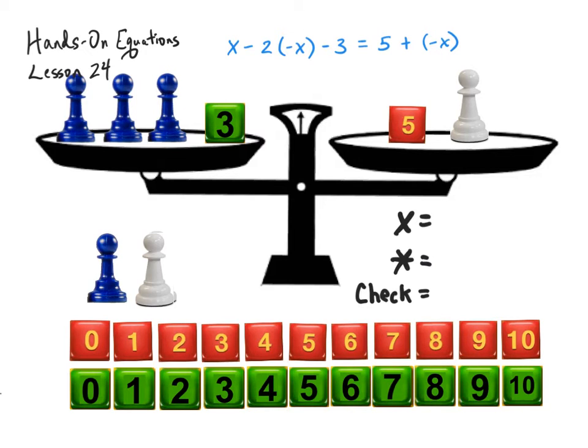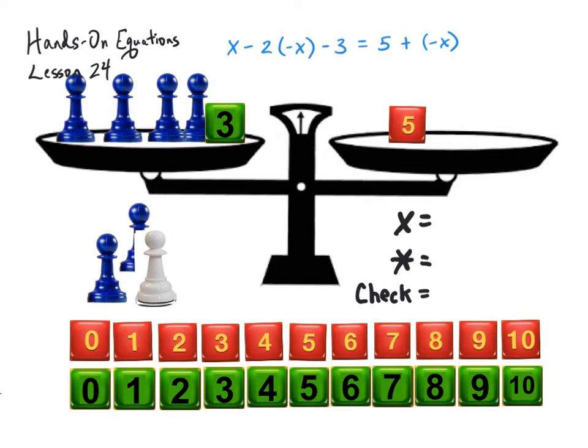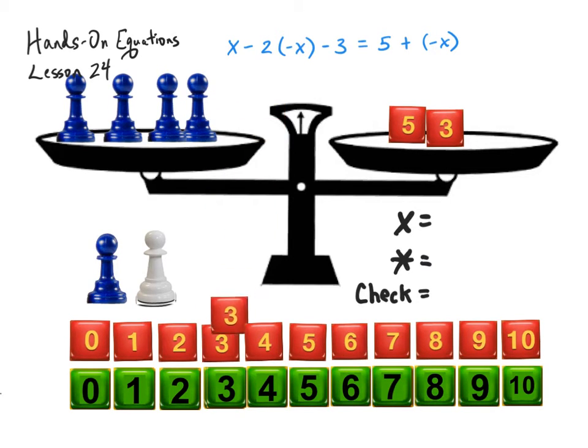And to do that, I'm going to add an x to both sides, which forms a zero pair on the right-hand side that can then be removed. And then I'm going to remove the negative 3 on the left-hand side by adding a positive 3 to both sides, which allows me to remove the zero pair that's formed on the left-hand side. Now I have 4x equals 8, and 4 times 2 equals 8, which makes star be negative 2.